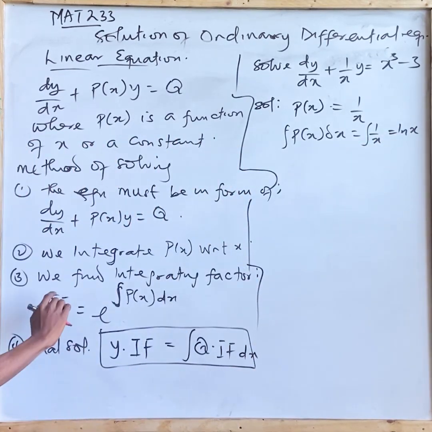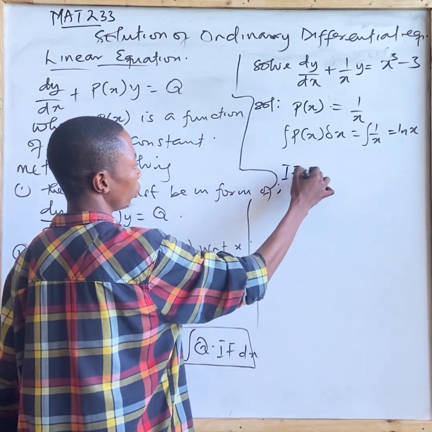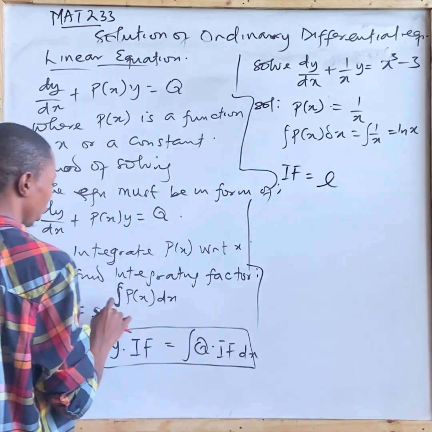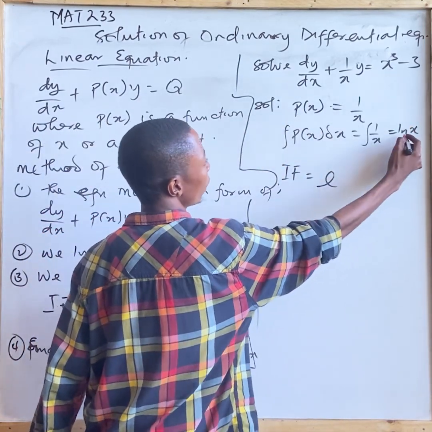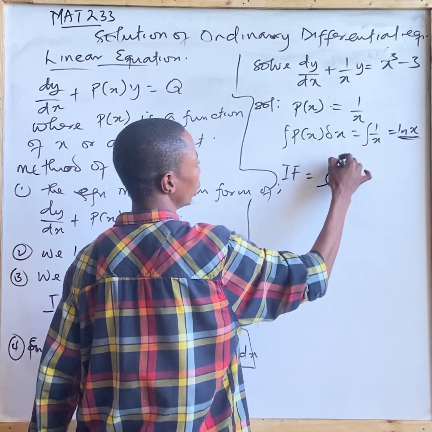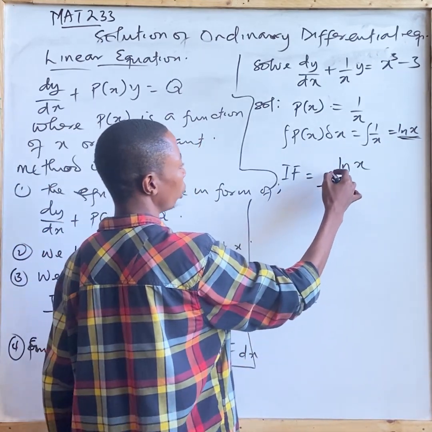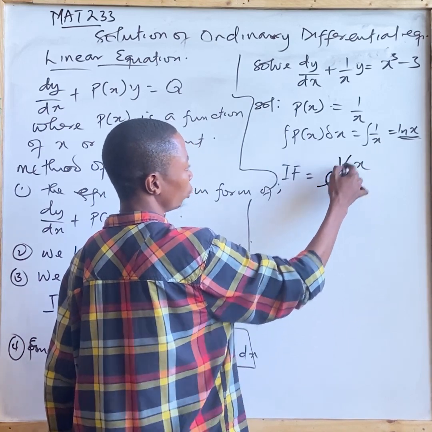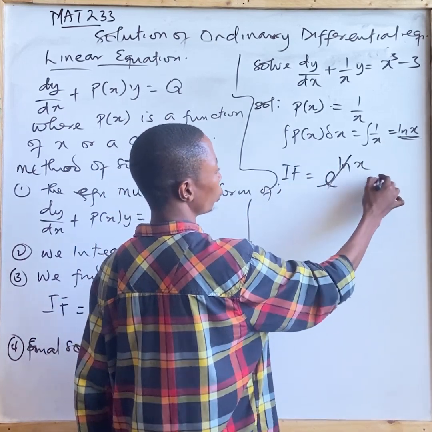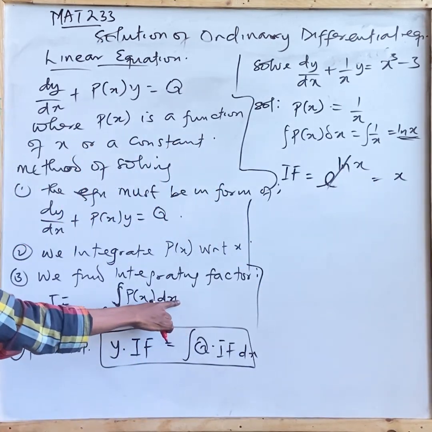Then the third step is that I'll find the integrating factor. So the integrating factor equals e raised to the power of the integral of p of x. The integral of p of x is ln x, right? I'll now take e raised to the power ln x. e is the anti-logarithm, ln is the natural logarithm. Two of them will cancel out, so I'm going to have x. So my integrating factor is x. That is the third step.